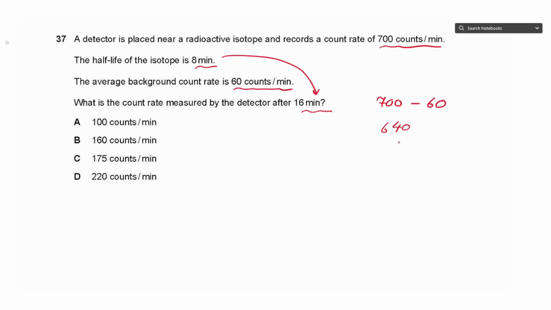And we have 2 half-lives, so we divide by 2 twice. First time is 320, and the second time is 160. But this is only due to the source, not the detected count rate. The detected count rate would also include a background, so we add the background to 160. That gives an answer of 220 counts per minute, so the answer here is D.